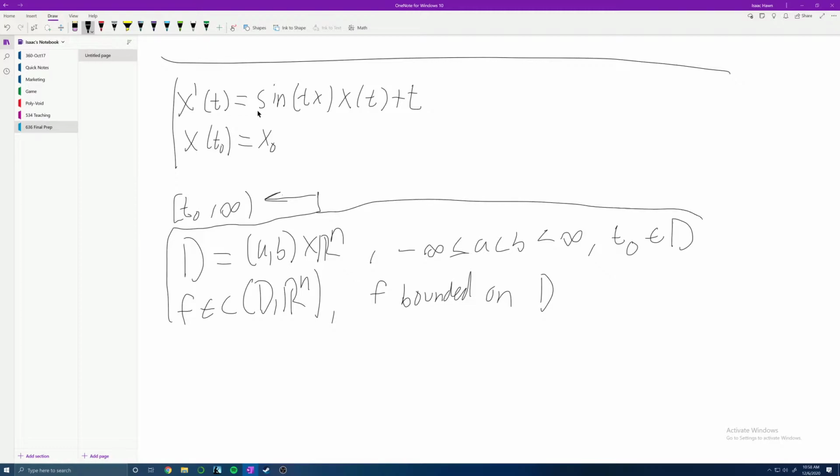Now this is pretty easy to show for the first couple parts, the domain, the (a, b) part. We can just say, okay, t naught's not infinity, and we're good to go. But the f bounded on D takes a little bit more work, and I'm going to show you how to do that using the Gronwall inequality, which is a method of bounding the solution x of t below some value here. So let's go ahead and do that.